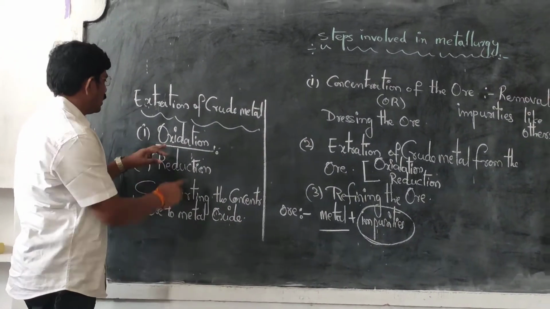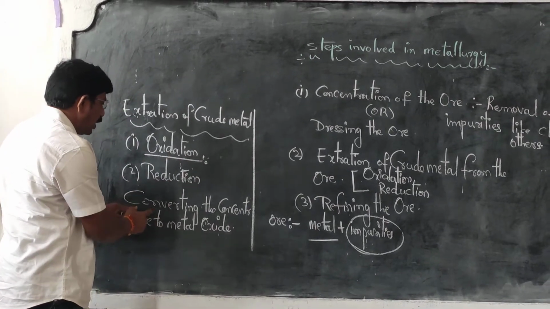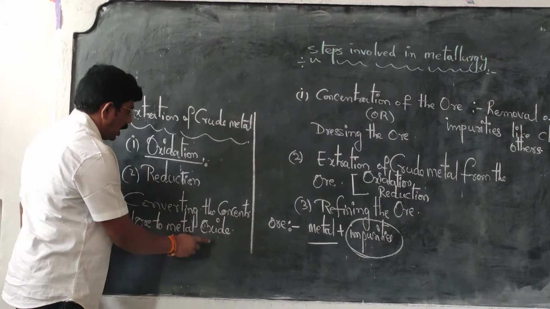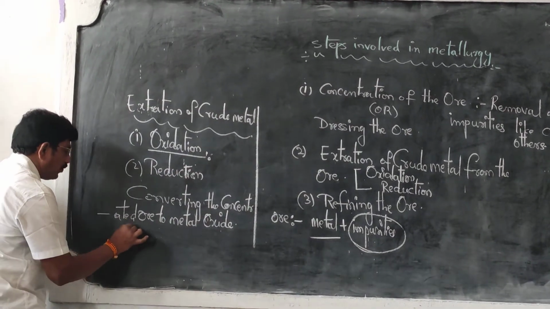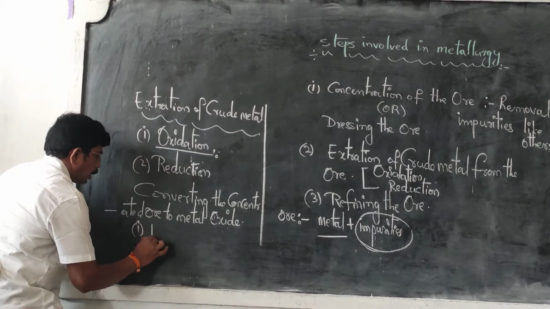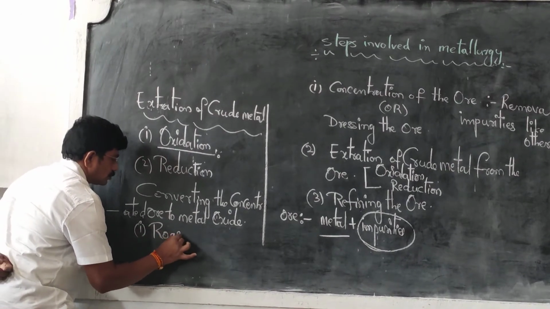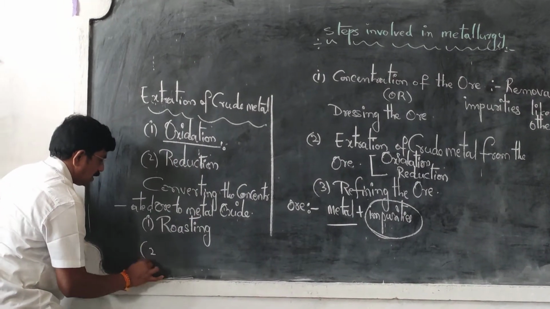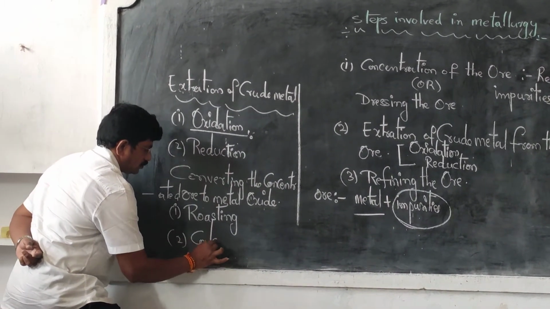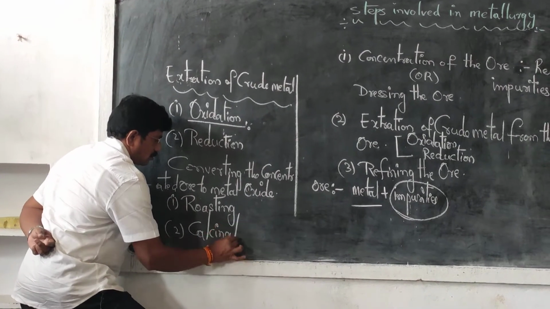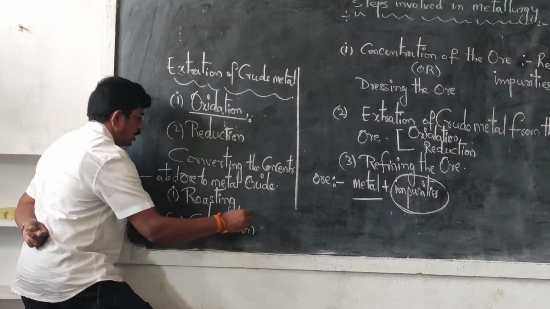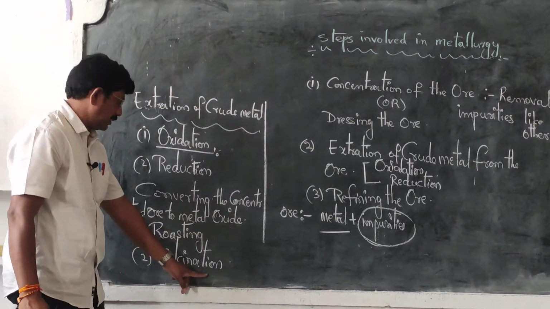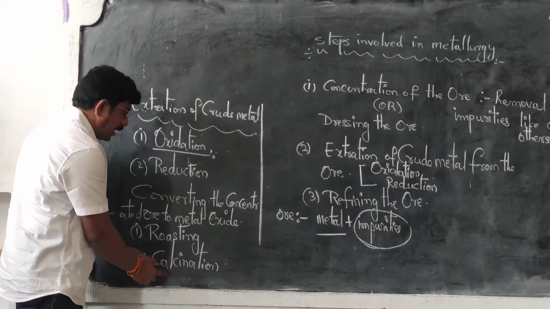In the oxidation process, what you are doing? You are converting the concentrated ore to the metal oxide. Here you follow roasting. The second one is calcination. What are the two steps here? Roasting, and the second one is calcination. Try to understand: roasting and calcination.